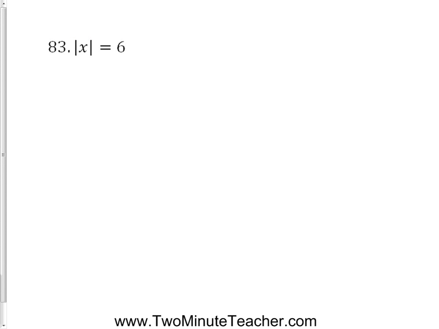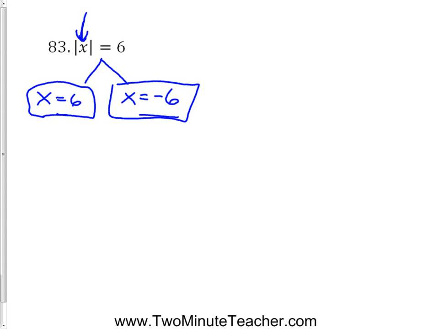So here's how you do an absolute value with a variable in it like this. You split it into 2 parts, and you rewrite it as x is equal to 6 and x is equal to negative 6. You always take your absolute value and split it in 2, because what's in here has to either be 6 or negative 6. So I write it out both ways. All right, so there's my answer. x is 6 and x is negative 6.